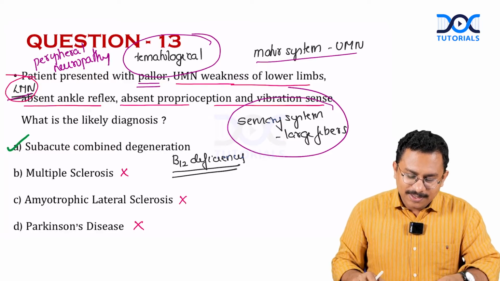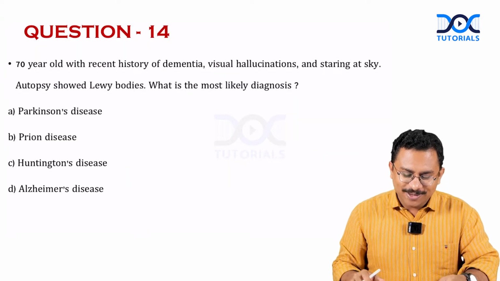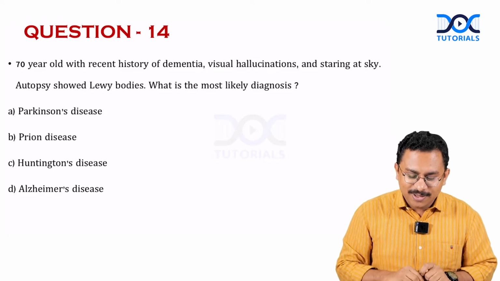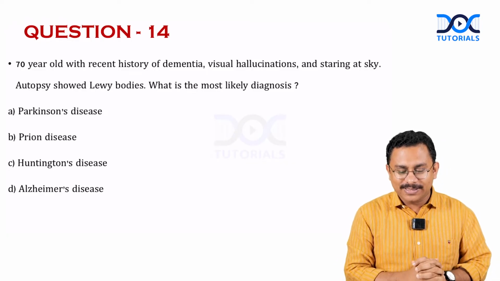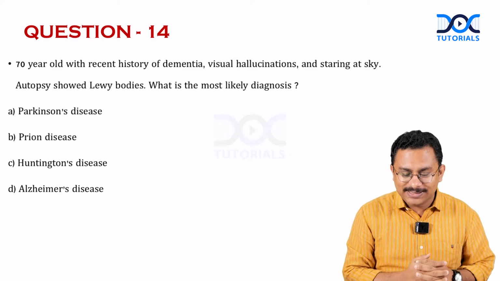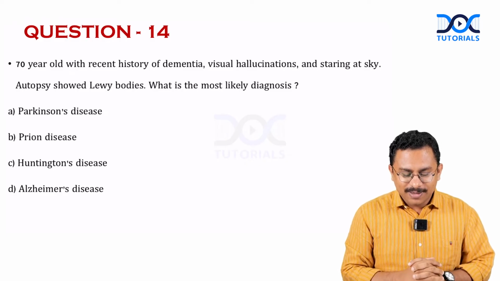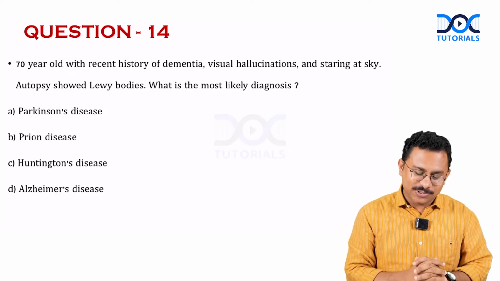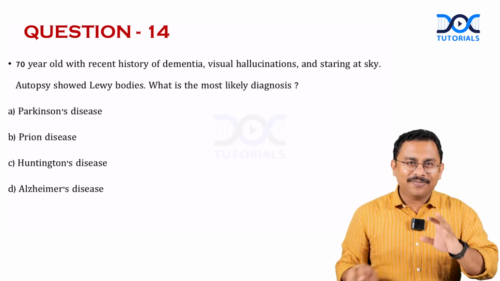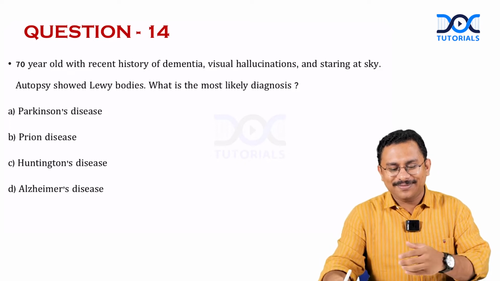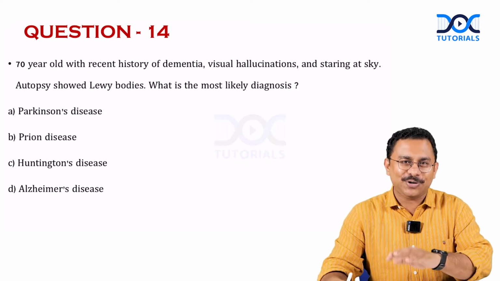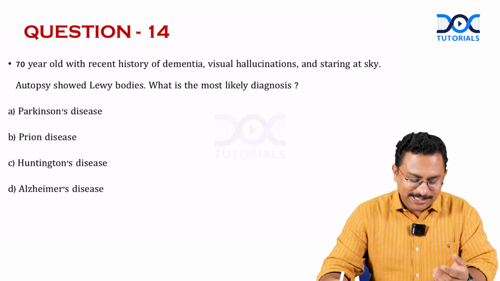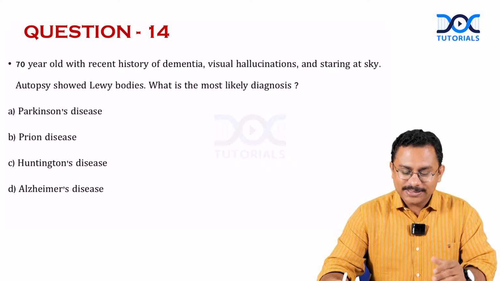Right. Let's move to question number 14. This is regarding a 70-year-old with a recent history of dementia, visual hallucinations and staring at the sky. Autopsy showed Lewy bodies. What is the most likely diagnosis? Now, this is a very interesting question, and I've got to make some comments on it. The options are Parkinson's disease, prion disease, Huntington disease, Alzheimer's disease.